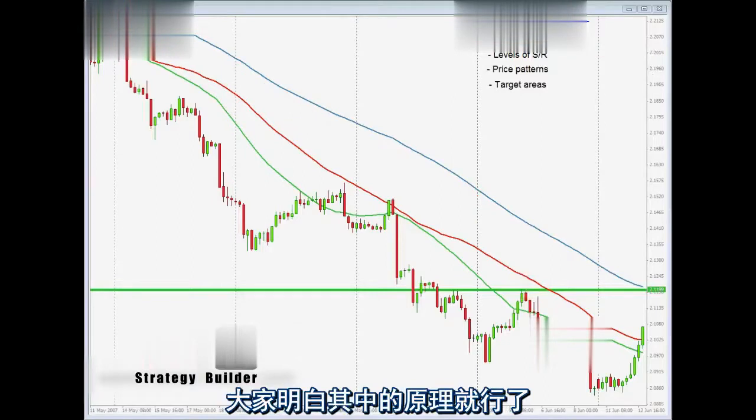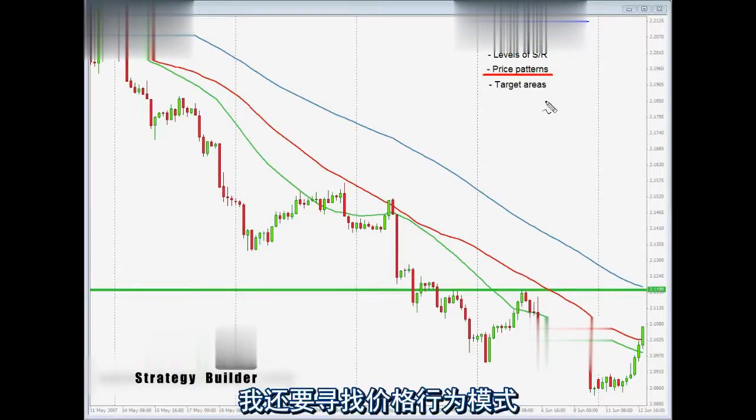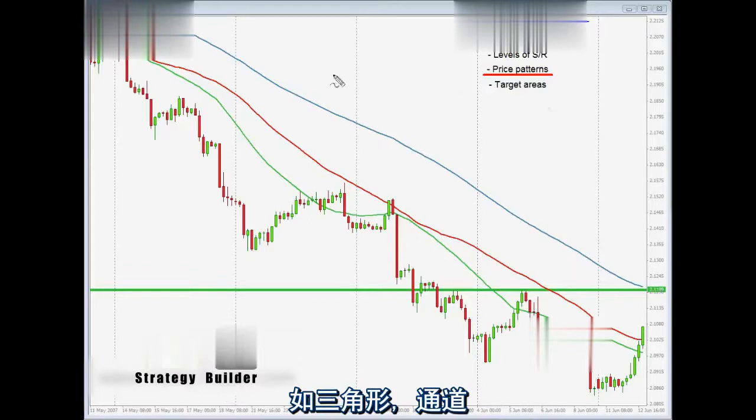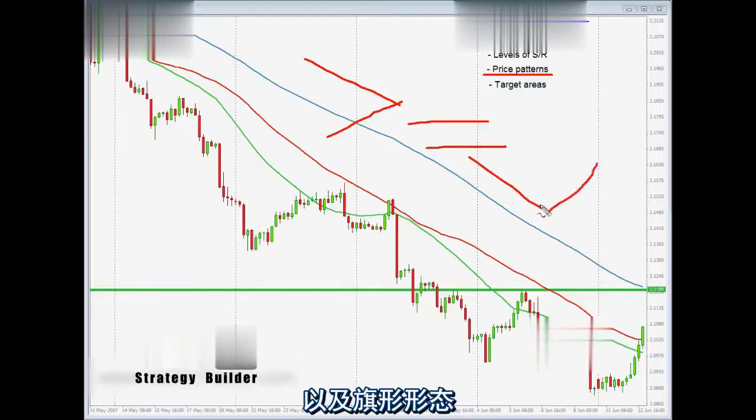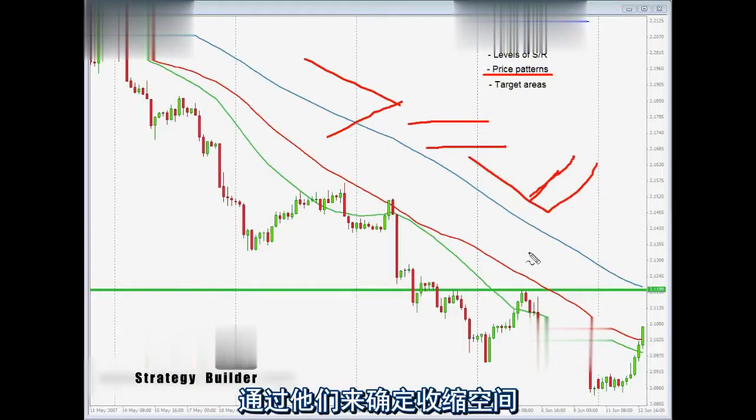Also in the setup chart, I like to search for price patterns. Perhaps you know, all those patterns that we studied in chapter number 2, I think it is. Remember, we were studying triangles, ranges, and flag formations. Those are the main three price patterns I like to keep an eye on when it comes to basing an entry on a breakout of those congestion areas.